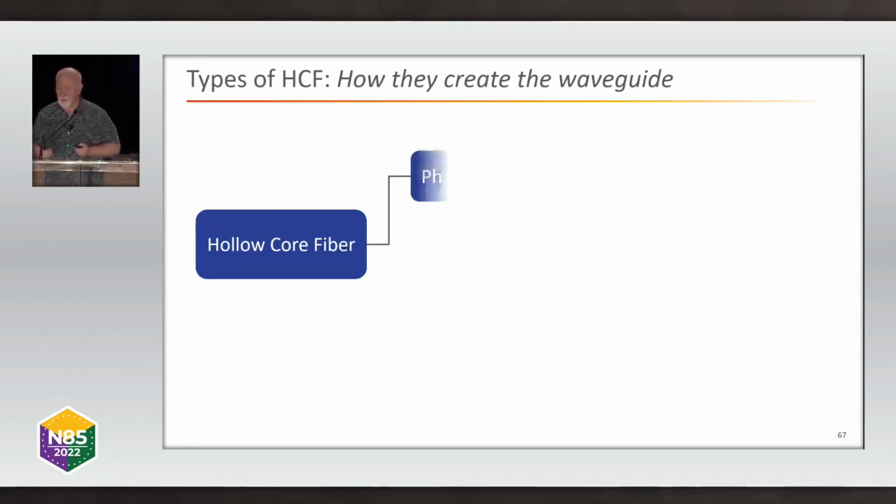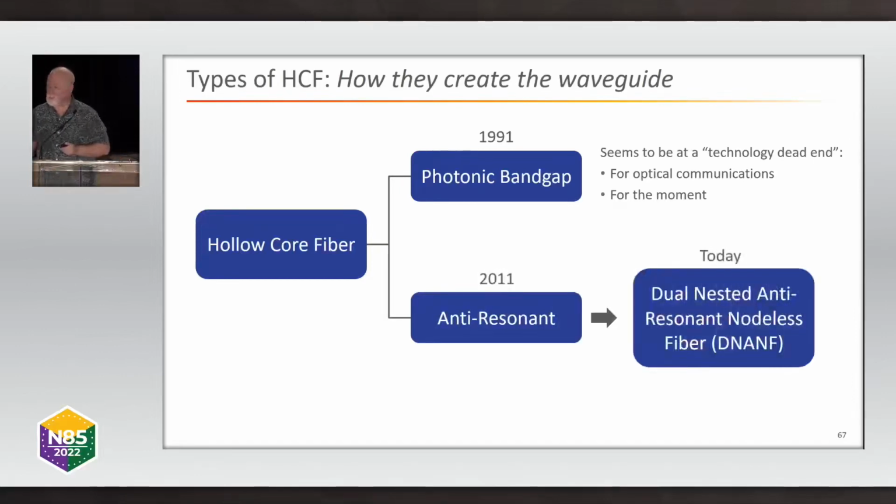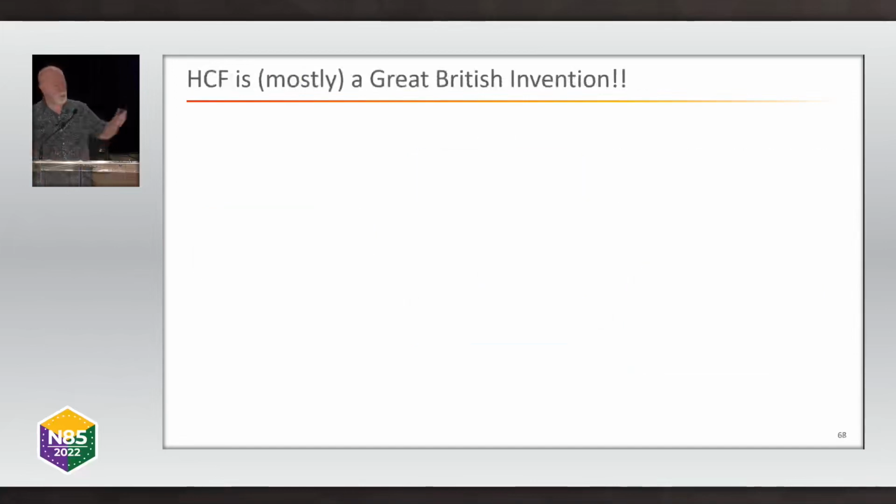So the very first hollow core fiber used a technique called photonic band gap. So that was back in around about 1991. Now, I'm not going to explain these techniques, it's quite complicated, but photonic band gap seems to be falling out of favor at the moment. It's at a bit of a technology dead end because we can't get the attenuation of photonic band gap fiber low enough. So instead, an approach that first was proposed in 2011 is using an anti-resonant effect as the containment. And the most advanced fiber today is known as dual nested anti-resonant nodeless fiber, or NANF, or DNANF, which is the record holder at the moment. And it's mostly a great British invention.